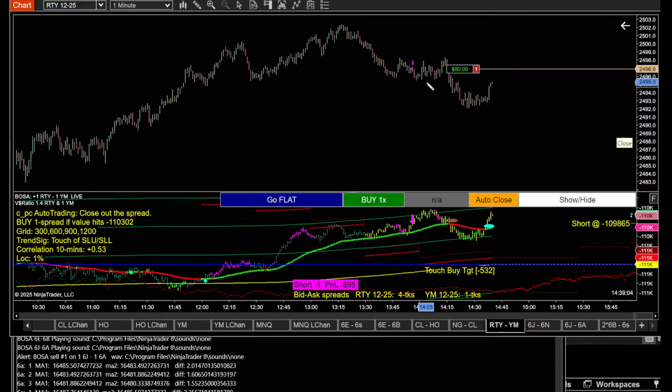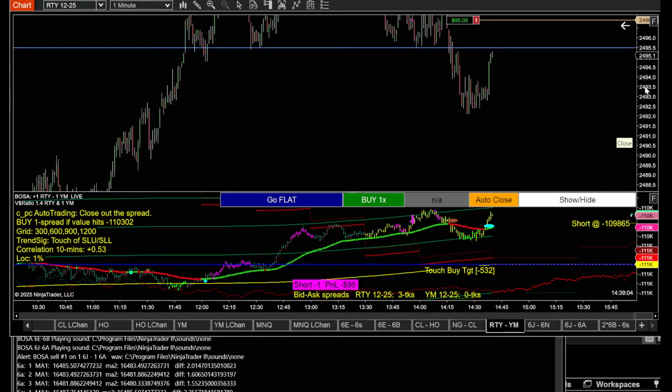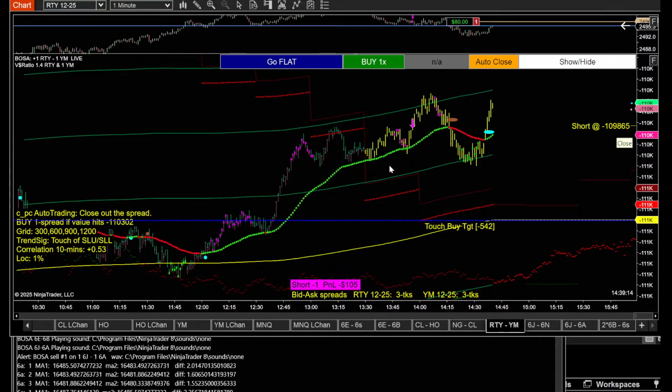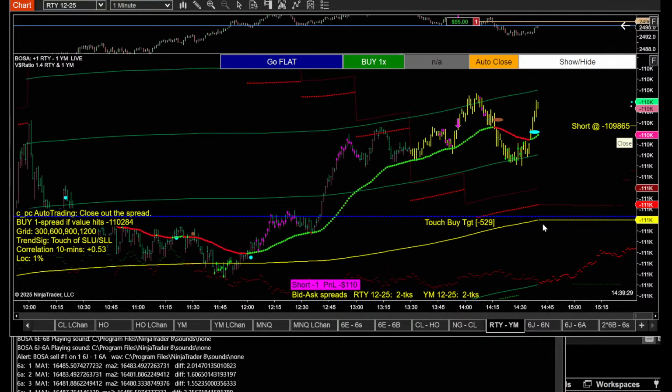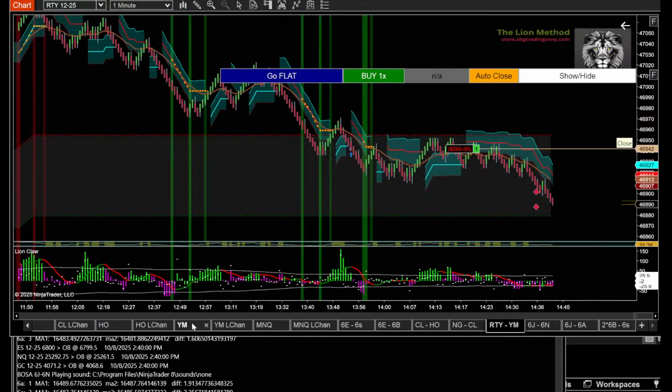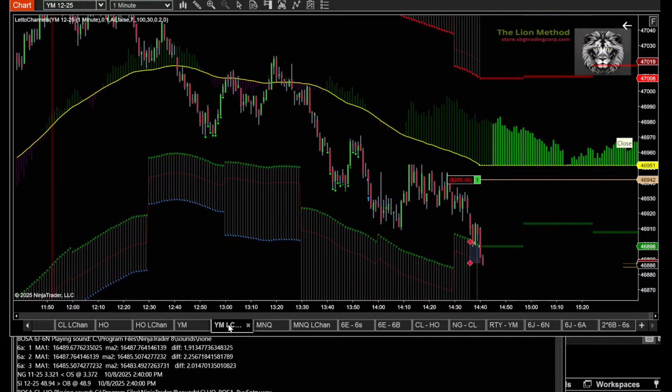Russell is coming up on prior support. Trailing my target right along here with the yellow midline, the moving average. Was starting to gain. See that? Russell is taking a little bit better tack to the downside. YM seems to be sloughing off. That is what's driving this market.